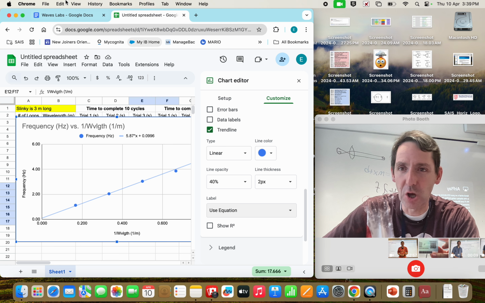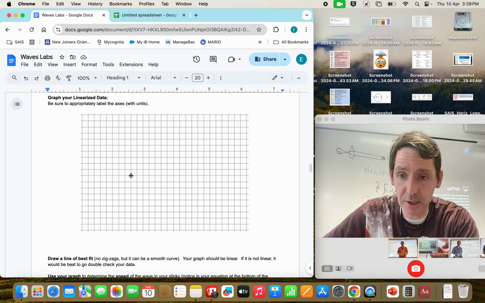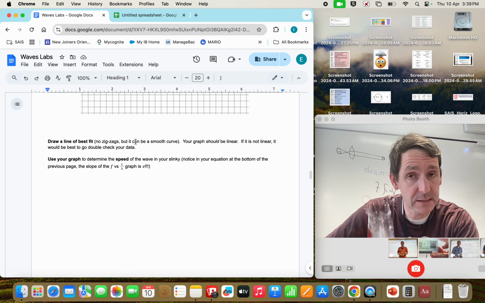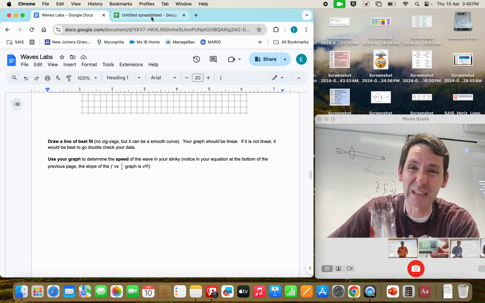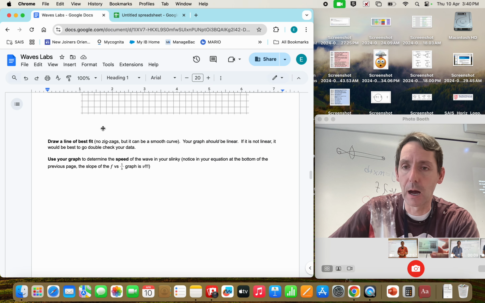All right? So with that, I've now graphed the linearized data, now that it's linear. I drew my line of best fit. Please, no zigzags, but if it is a curve, you can draw a nice smooth curve. But in this case, I just linearized it, so therefore it should be linear. All right, and then I'm going to use the graph to determine the speed.